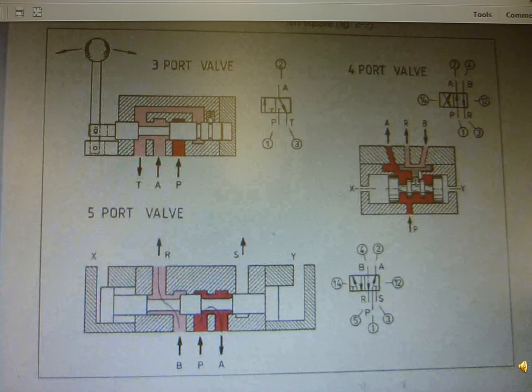Basic force feature of the 3/4 valve, 4/4 valve, and the 5/4 valve. This way, the 3/4 valve can change to 3-directional flow, the 4/4 valve with 4-direction flow, and the 5/4 valve with 5-direction flow.